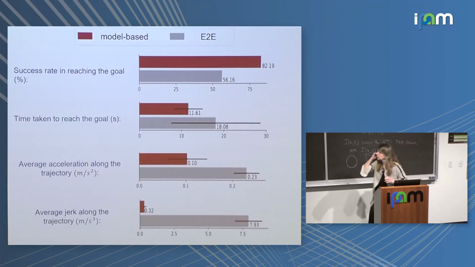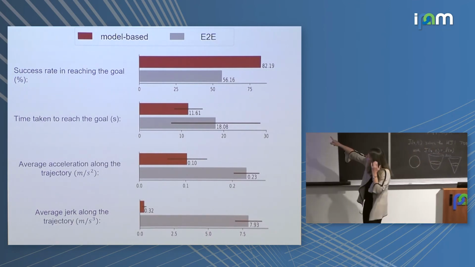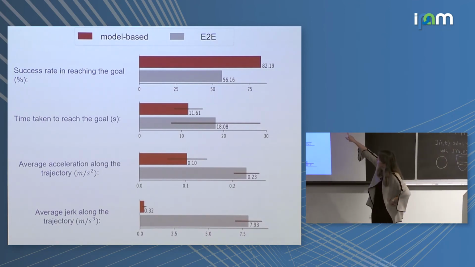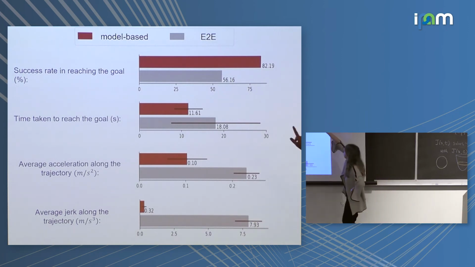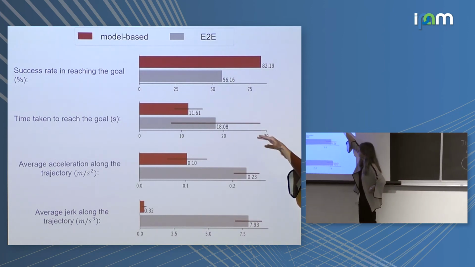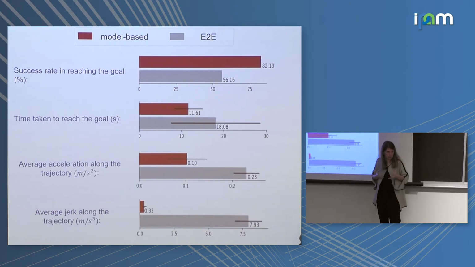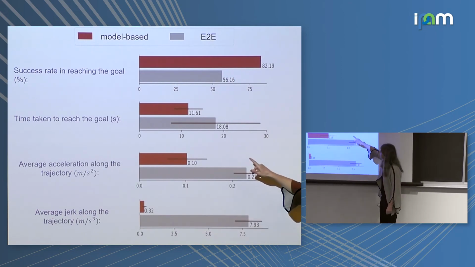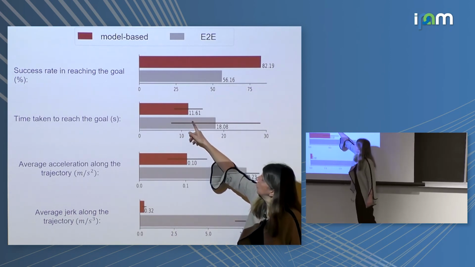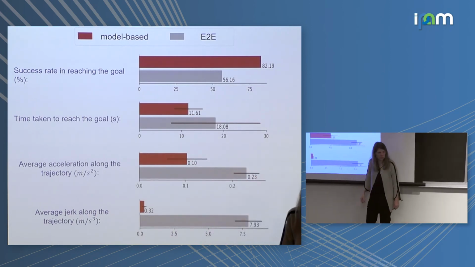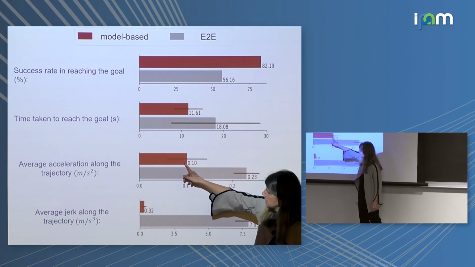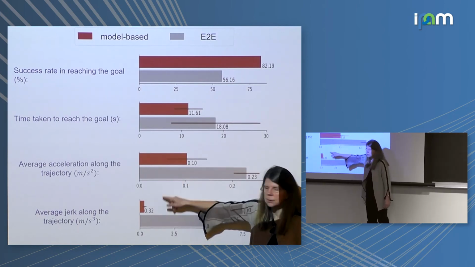Okay, so the success rate in reaching the goal. The model-based method, which is ours, had an 82% success rate versus a 56% success rate for end-to-end learning. Now, of those that were successful in both, so the remaining 3 plots are comparable, we just chose the successful ones in both. The time taken to reach the goal is shorter for model-based.